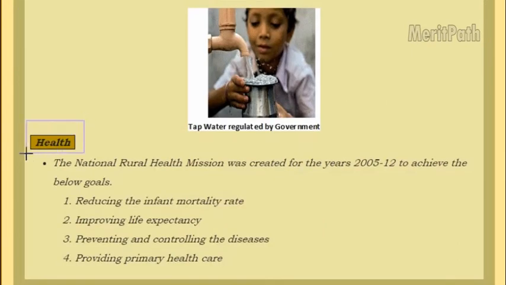Health. The National Rural Health Mission was created for the years 2005 to 2012 to achieve the following goals: reducing the infant mortality rate, improving life expectancy, preventing and controlling the diseases, providing primary health care. These were the goals the government tried to achieve through the National Rural Health Mission.